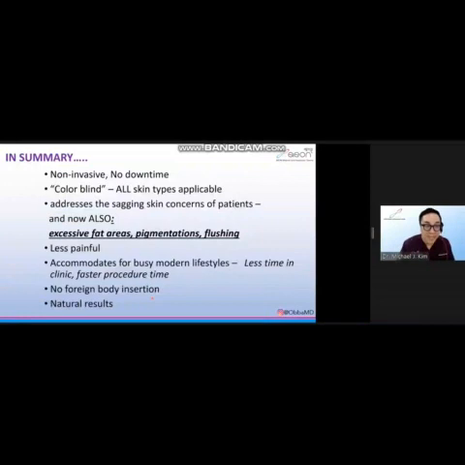In summary, HIFU is a non-invasive, no downtime procedure. It's colorblind. All skin types are applicable, so that's great for countries like Singapore where we have all types of ethnicities. It addresses the sagging skin concerns of patients, and now due to the linear cartridges, we can also address excessive fat areas, pigmentations, and flushing. The Ultrasound Q Plus is less painful. It accommodates busy modern lifestyles, with less time in the clinic. It's a faster procedure time. There's no foreign body insertion, and we can get natural results.